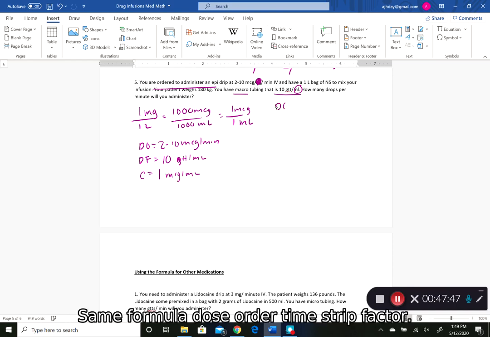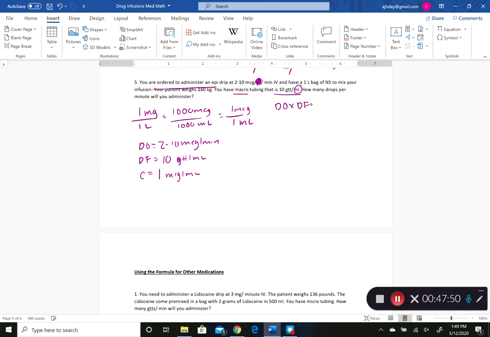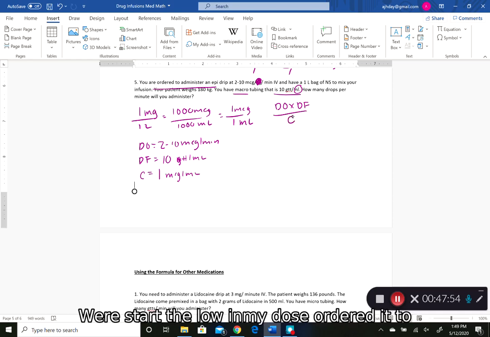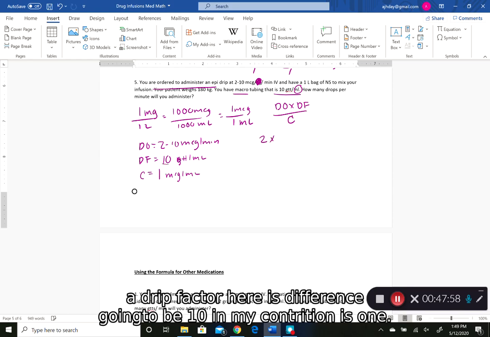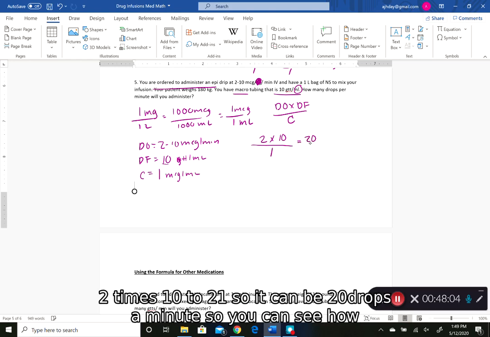Same formula, dose ordered times drip factor over concentration. We'll start at the low end. My dose ordered is 2. My drip factor here is different. It's going to be 10. And my concentration is 1. 2 times 10 is 20 over 1. So that's going to be 20 drops per minute.